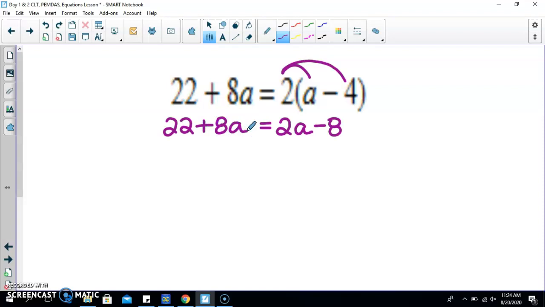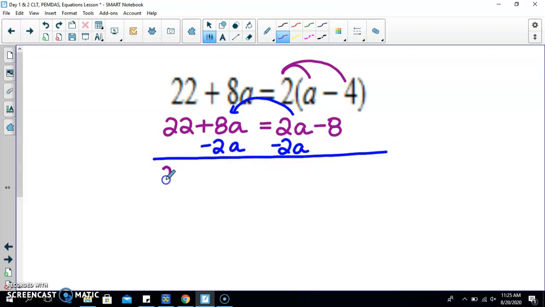After I distribute, now I'm left with a problem just like the last one we did. You can pause your video and try to finish this example from here. The next thing we would have to do is move our variables to the same side. So I would subtract 2a from both sides. So I have 22 plus 6a equals negative 8.